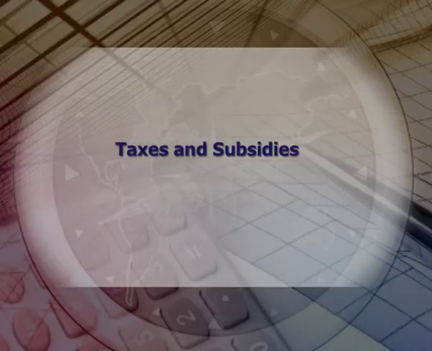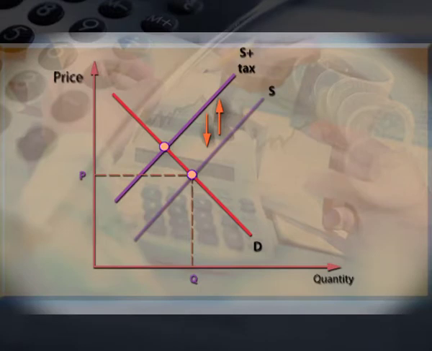Let us see how taxes and subsidies affect the shape of the supply curve. We know that taxes and subsidies can change the price of goods and services. A marginal tax on the seller of a good will shift the supply curve towards the left until the vertical distance between the two supply curves is equal to the per unit tax.